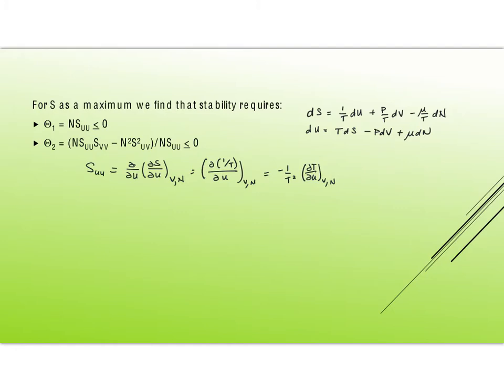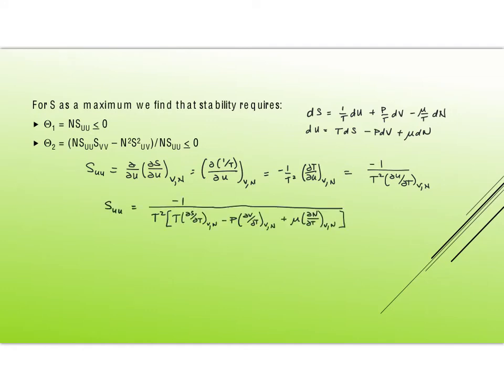So I end up with this expression when I actually apply the derivative to the 1 over t. I get negative 1 over t squared dt. So what is dt du at constant v and n? Well, I can look at this as just being the reciprocal, and now I can use the fundamental relationship for u in order to get this expression, which using the fundamental relation gives me this expression here.